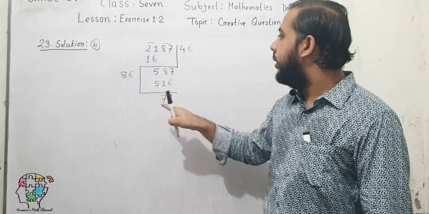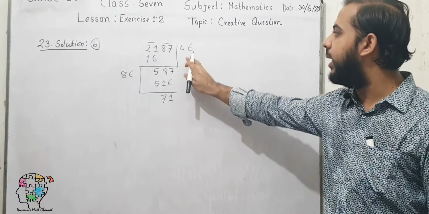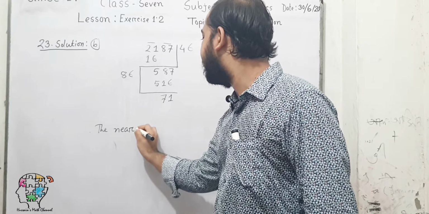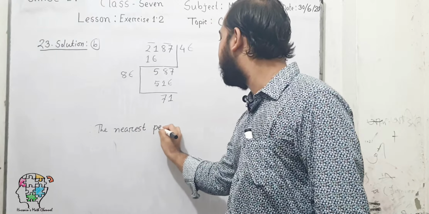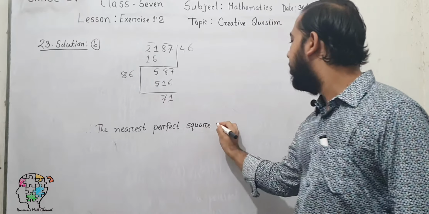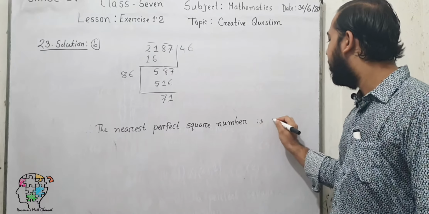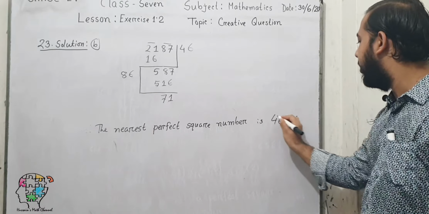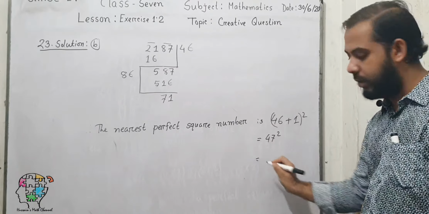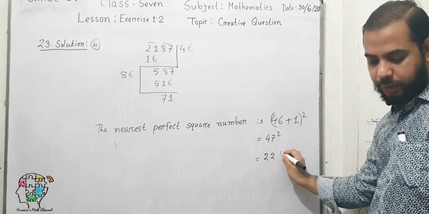Now, clearly, this is not a perfect square number. So, to make it a perfect square, we have to add 1. Therefore, the nearest perfect square number is 46 plus 1 whole square, that is 47 whole square, which will be 2209.